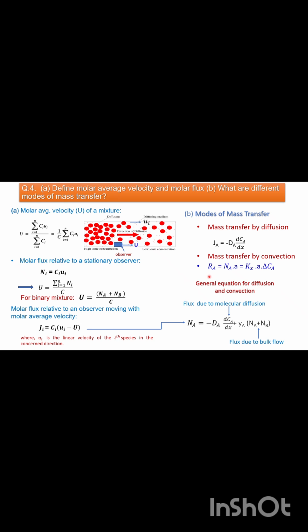And here the volumetric mass transfer rate is equal to the mass transfer coefficient times the interfacial area times the concentration difference. This is the general equation for diffusion and convection, which is given by this here. And this equation is obtained from this here. The starting equation is this one, and after some mathematical rearrangement, we get this relation.